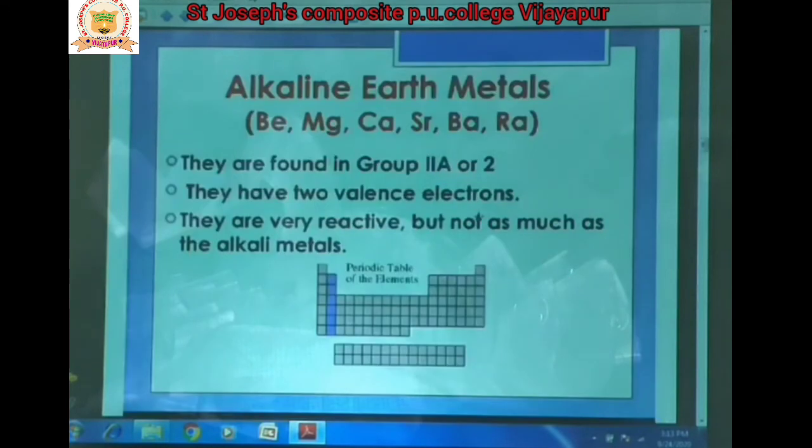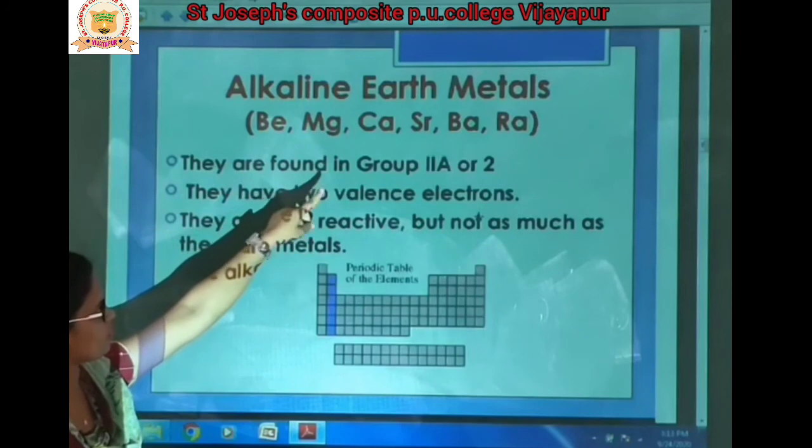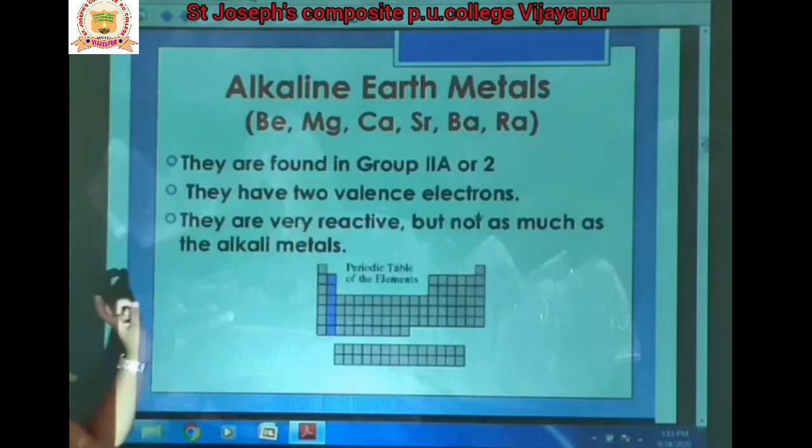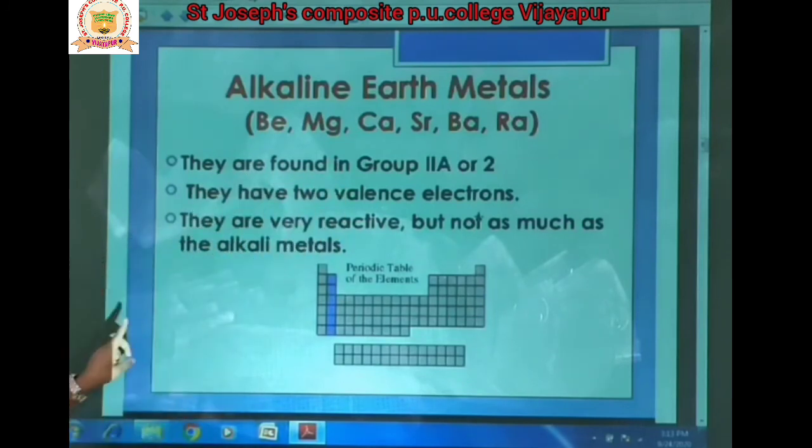Next, in the S block, the second group elements are called the alkaline earth metals. Alkaline earth metals are beryllium, magnesium, calcium, strontium, barium, radium. I said, no trick: Beta, mange, car, scooter, bab, razi. Otherwise, be, maga, kasar, bara. Okay, next. They are found in group 2 or 2A elements. Second group A elements are the alkaline earth metals.